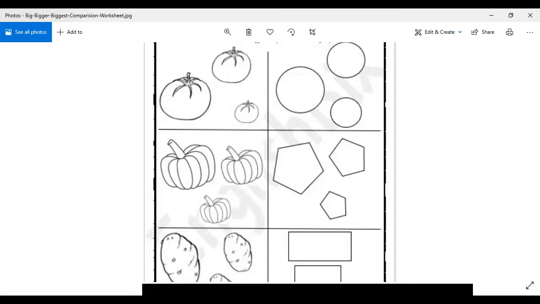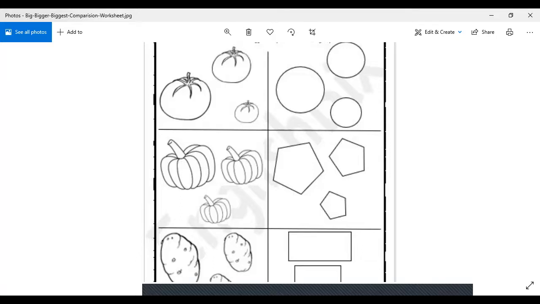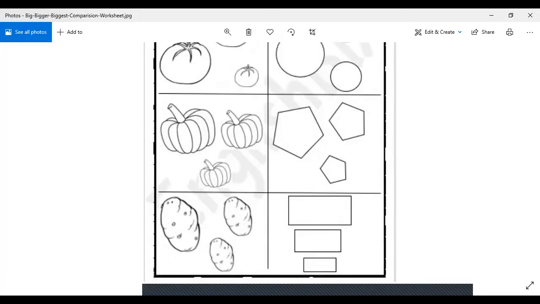Okay, excellent. So which one is the big? The last one. Okay, which one is bigger? This one. Excellent. And which one is the biggest? This one. Very well done. Okay, let's move forward. Can you see any potatoes in this? Yes, they are. Which one is big? This one, then bigger, the right one, and finally the biggest, the left one. Excellent.